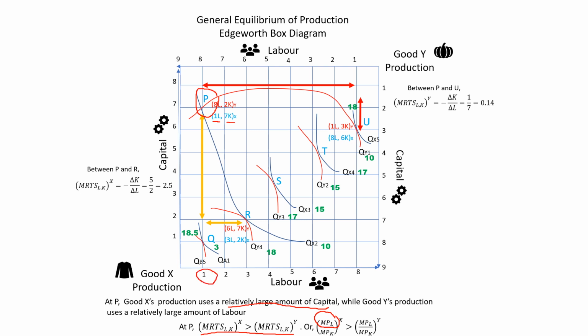Therefore, the relative marginal productivity of labor as compared to the marginal productivity of capital in the manufacture of clothing is likely to be higher as compared to the relative marginal productivity of labor to capital in the production of food, because of the fact that we are using far too less of labor and far too much of capital in the production of clothing.